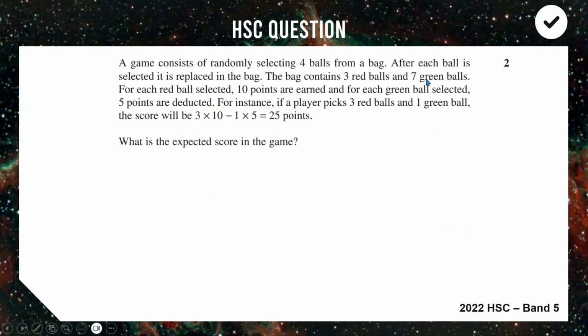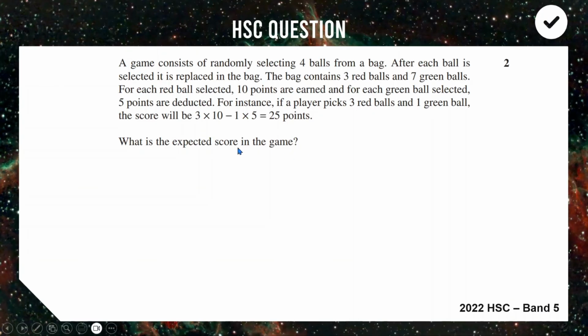3 red balls and 7 green balls. Each red ball gets you 10 points and every green ball loses you 5 points. So if we had 3 red and 1 green, it would be 3 times 10, take away 1 times 5, giving you 25 points in total. What is the expected score in this game?